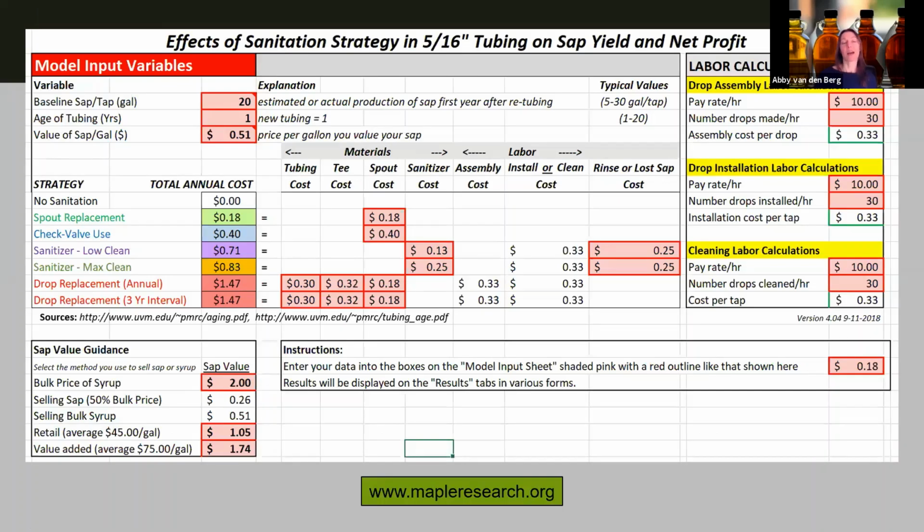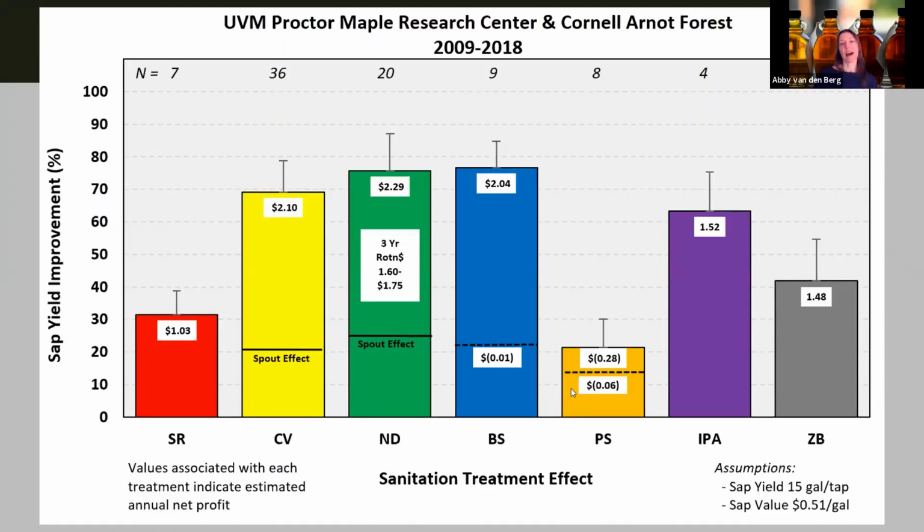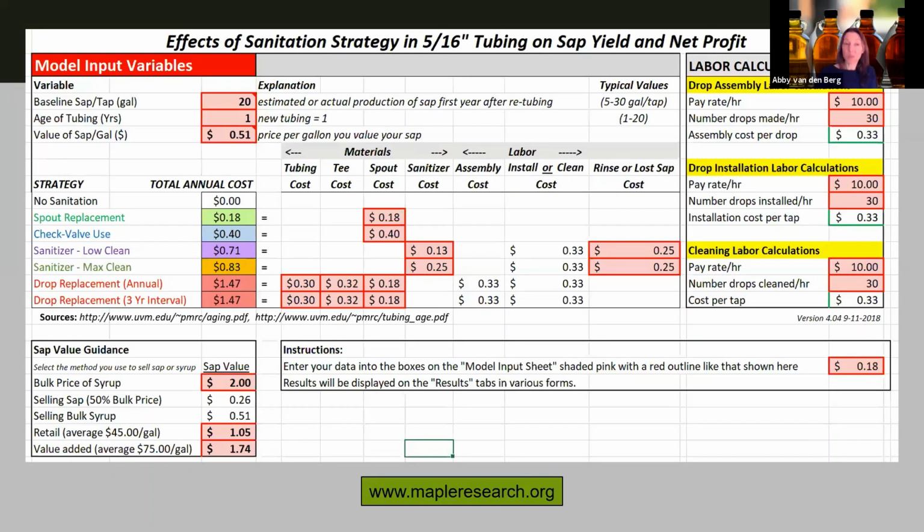Anyway, when it comes to sanitation, the strategy that you choose is definitely not one size fits all. I know plenty of people that are very, very content to remove every drop line from their tubing system and bring it in and soak it in bleach and go for that for years and years and be very, very happy with the yields that they achieve from that. And I know other producers that would just not even consider it, even in the worst of circumstances. So ultimately, the sanitation strategy that's right for you is the one that's right for you.